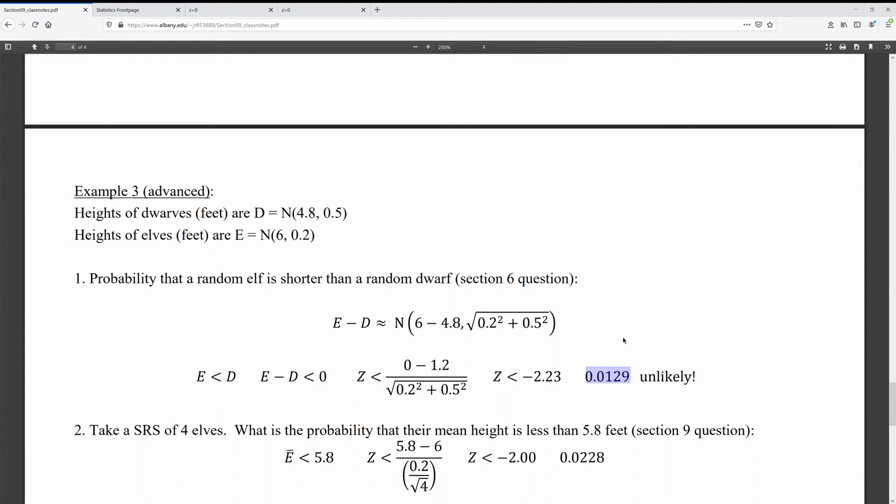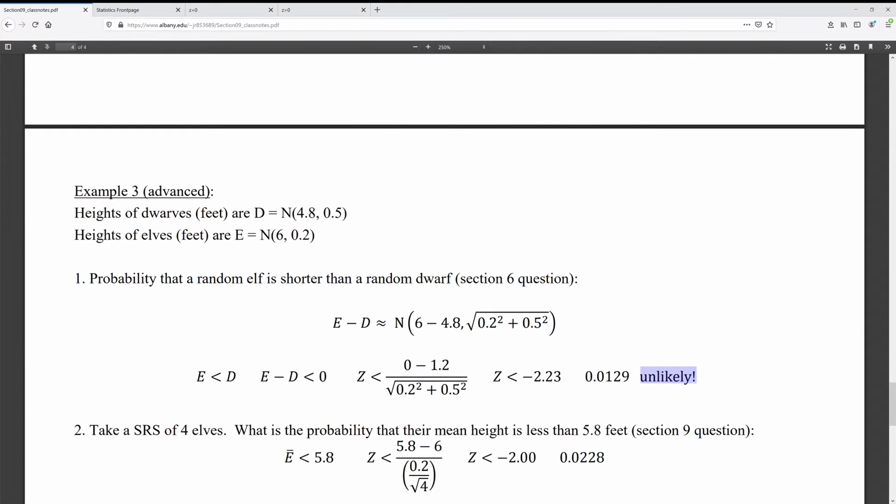At a guess, it's going to be very unlikely. But look at it this way. There's a 1%-ish, a little more, chance that the elf you pick is shorter than the dwarf. 1% of the time that you pick, the elf will be shorter than the dwarf. So it all depends on your perspective, but it's unlikely to happen next time.